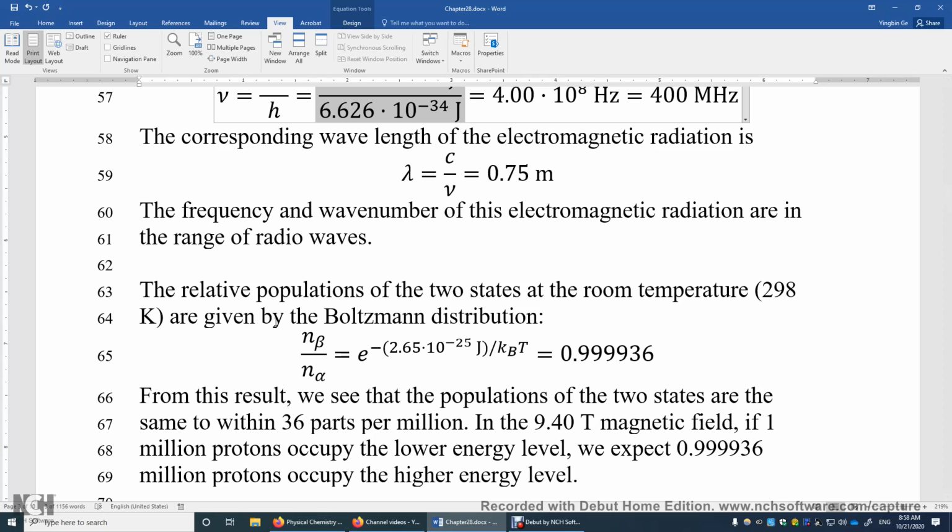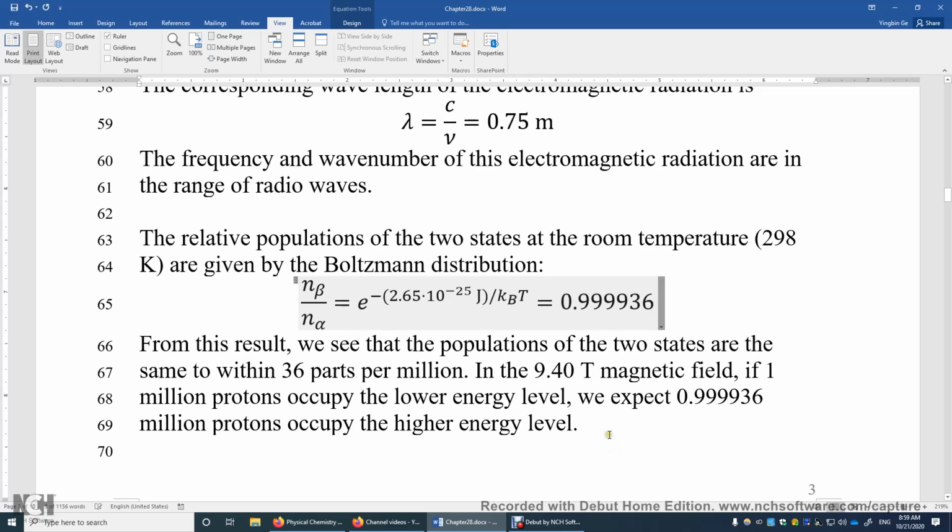That means the ratio of the population is e to the power of negative energy difference over kBT. So I'm plugging in the energy difference here over kBT. kB is the Boltzmann constant, 1.38 times 10 to the power of negative 23 joule per Kelvin. And the temperature, I'm using room temperature here, and I got a ratio of 0.99936. All right, so what does that mean?